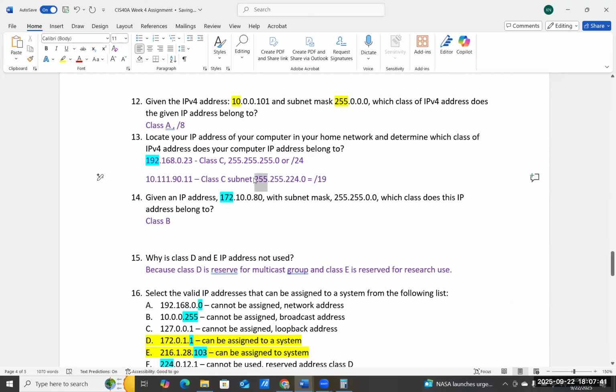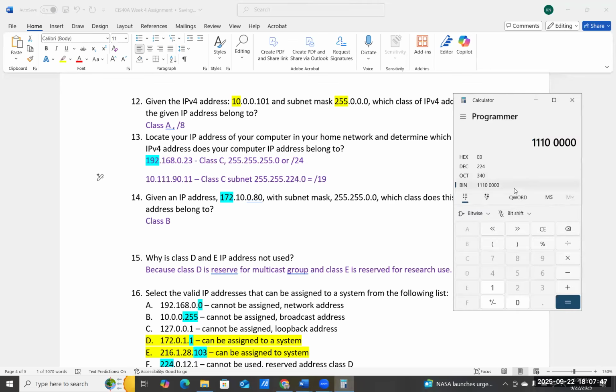Because there's 8 bits here plus 8 bits here. And if you convert 224 to binary, there's 3 bits. So that's 8 plus 8 plus 3 is 19. You see how it borrowed the first 3 bits? That's subnetting, is to borrow, to lean into. It's a class A address, but it borrowed into a class C. We'll touch on that later, but yeah.